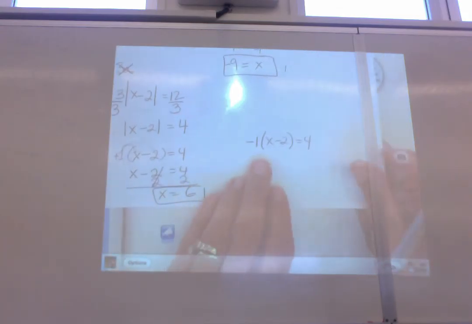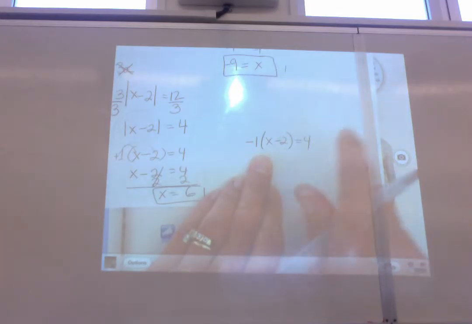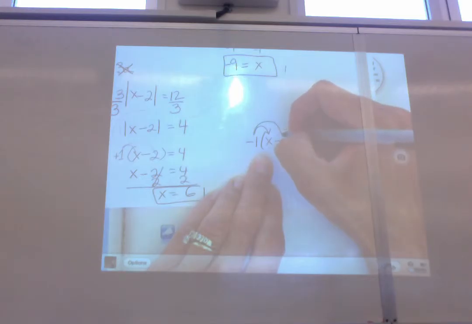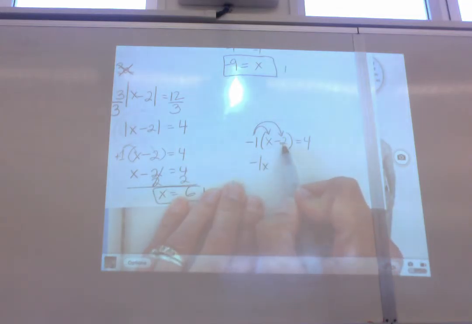Brody, what do I do with that minus? You've got to multiply. Multiply it here and multiply it here. So minus 1 times x, that's easy. How about this? Minus 1 times minus 2. 2. Good job. Positive 2. A negative times a negative cancels out.